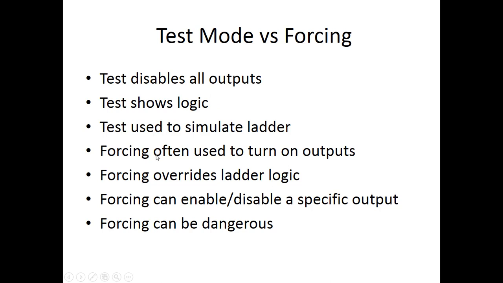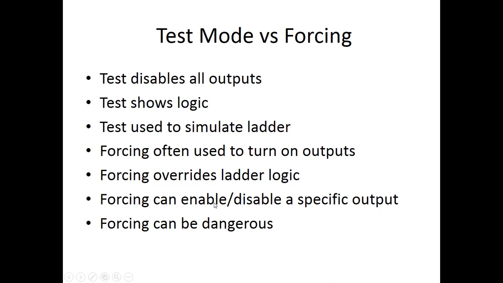Forcing, on the other hand, is often used to turn on an output. It overrides the ladder logic, so that you don't have to have everything true in the ladder. You just want to check and be sure that something's working. You want to be very careful on this. It's very dangerous because if you turn something on, it's going to override the logic. In this case, those are often the safeties, and then it's going to possibly hurt somebody.